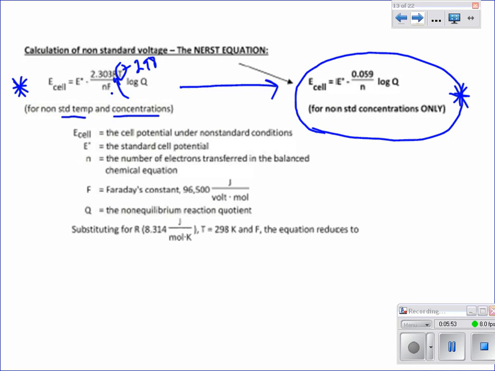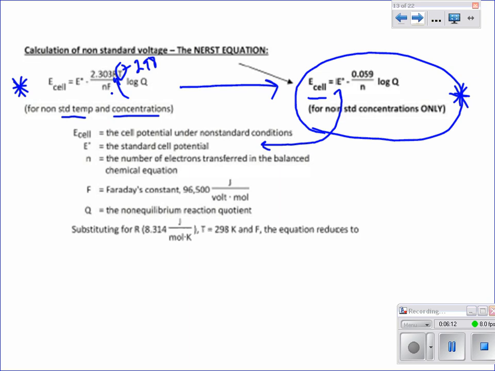So what are these variables? E cell is the E of the cell under non-standard conditions. E naught is the standard potential. Where do we get that? From the table, flip the oxidation atom up. N is the same as it was in the last, your common factor of electrons.